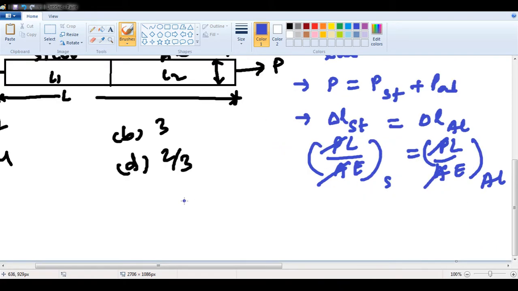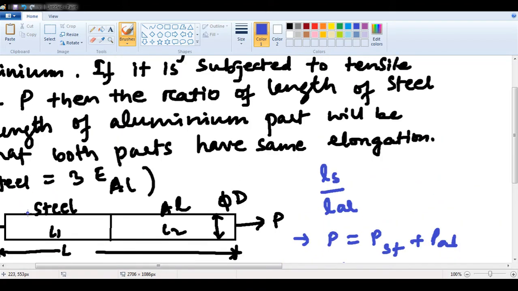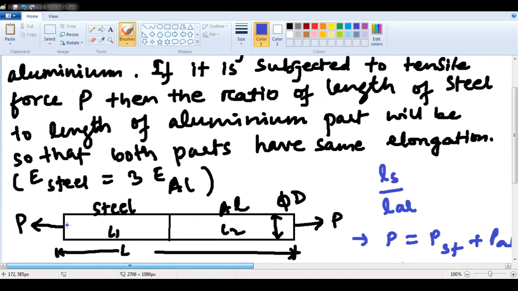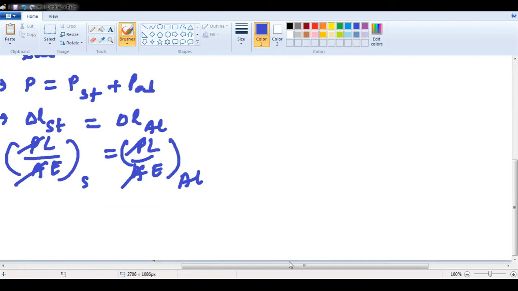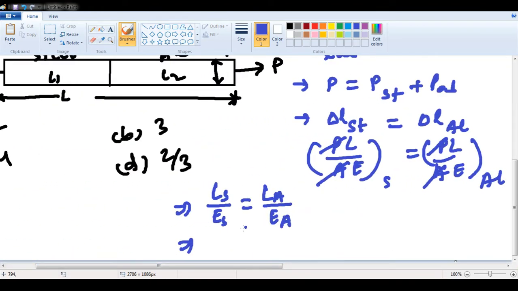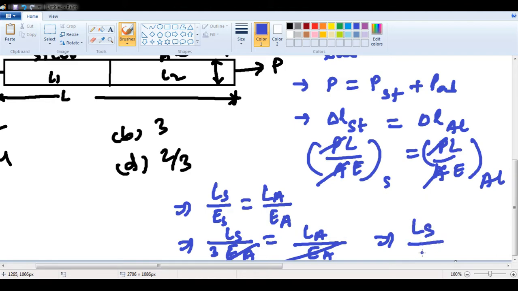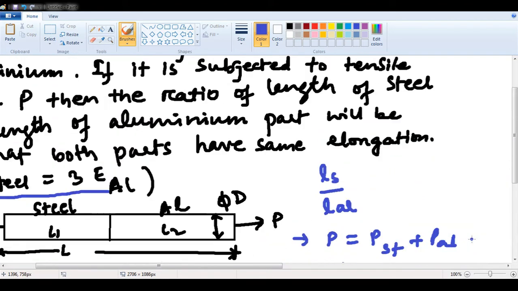So here we get LS by ES is equal to LA by EA. But here in the question, the value of ES is given, right? ES is equal to 3 times the value of EA. So ES is 3 times the value of EA. This is LA, this is EA, they get cancelled. So we get LS by LA is equal to 3.